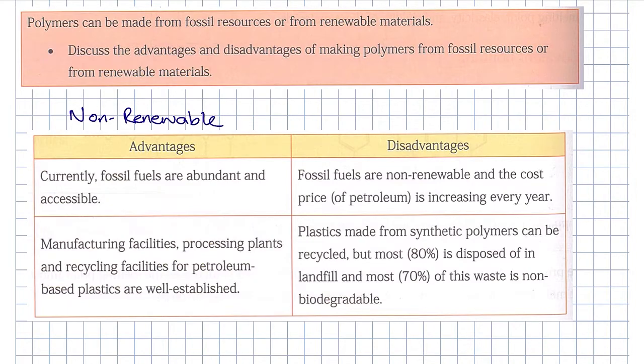There are a couple of tables in there where for the non-renewables, we actually do talk about advantages as well. Often your non-renewable resources get a bad rap, and there are reasons for that. But there are reasons we use them, and that's an advantage. Currently, we can still say that fossil fuels are abundant. We won't be able to say that forever, but currently they are abundant. And we've already got manufacturing facilities that process that sort of stuff, and we recycle those things. They're already there, so there are advantages to that.